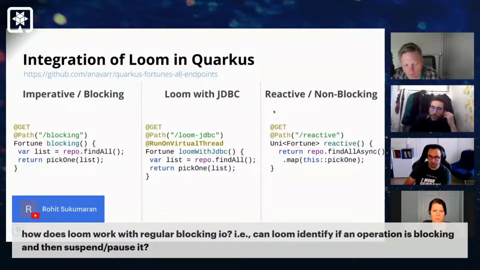And just so people understand how Loom works, which I think is a good question: how does Loom actually work with regular blocking I/O? Can Loom identify that an operation is blocking and then suspend it? It's exactly this. Basically, the JDK team have rewritten a lot of the I/O part of the JDK, and when you are about to block because you are doing your I/O interaction, it does something very simple. If the current thread is virtual, okay, I'm not going to block the current thread. I'm just going to unpark my virtual thread, and my current thread can do something else.